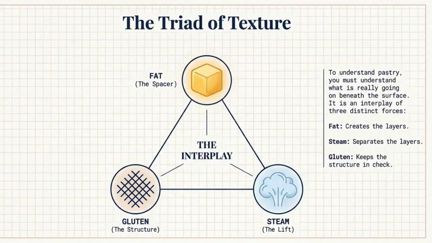The triad of texture: the interplay. Fat, the spacer. Gluten, the structure. Steam, the lift. To understand pastry, you must understand what is really going on beneath the surface. It is an interplay of three distinct forces. Fat creates the layers. Steam separates the layers. Gluten keeps the structure in check.